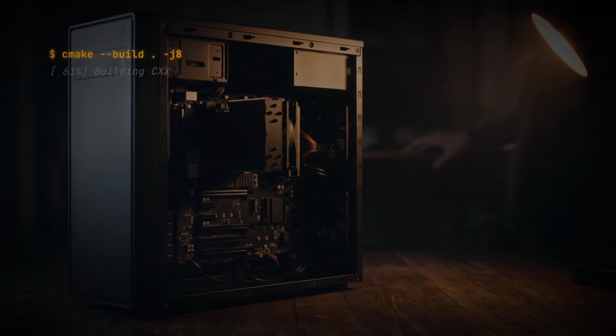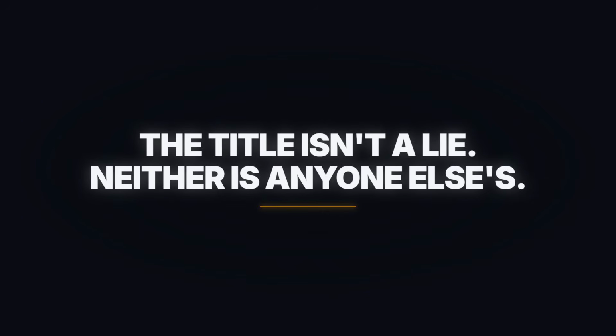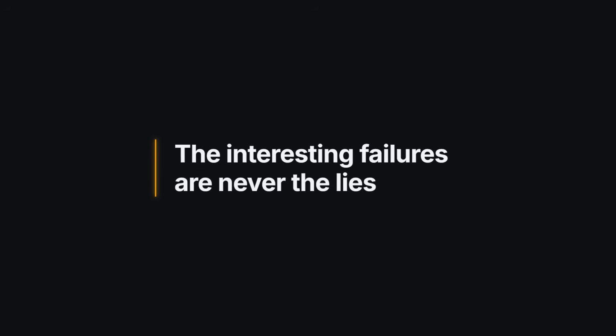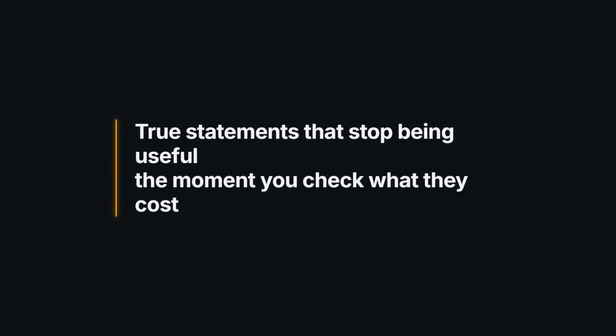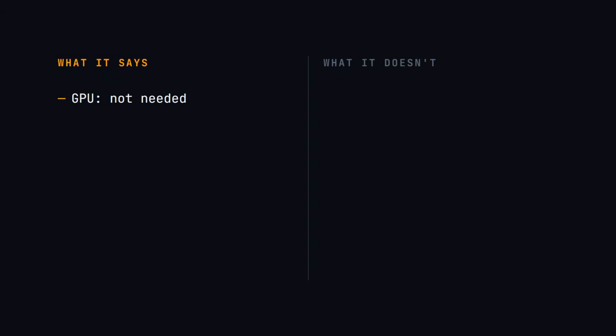Llama.cpp compiles a pure CPU binary. The model loads, tokens come out. There's no asterisk on it and no crippled mode. The title of this video isn't a lie, and neither is anyone else's. That's exactly why this is worth 11 minutes. Because the interesting failures are never the lies. The interesting failures are the true statements that stop being useful the moment you check what they cost. No GPU needed is a true statement about one component. It says nothing at all about the other one.